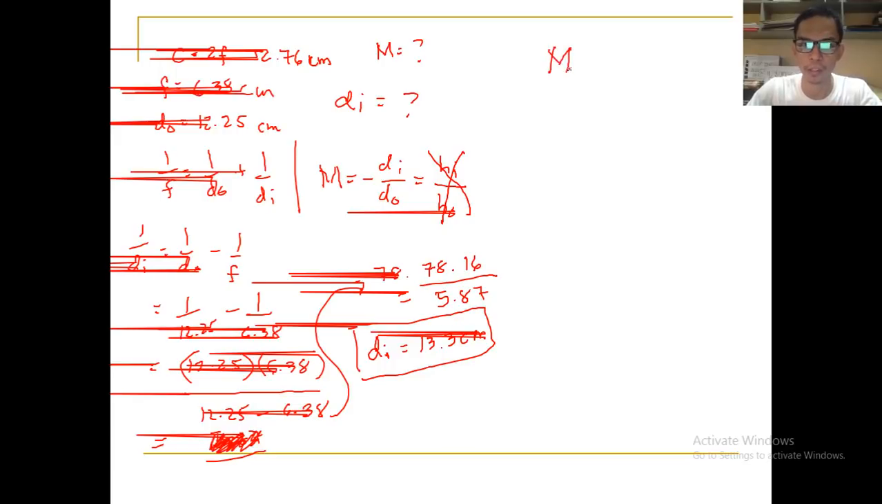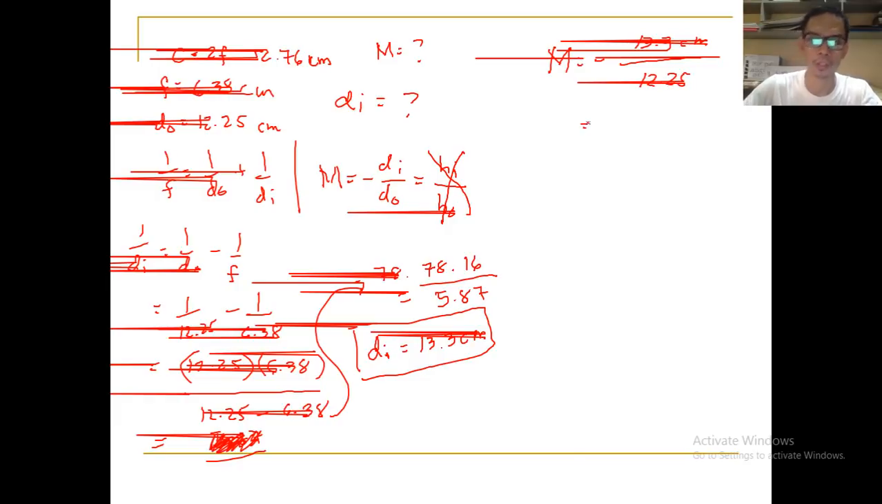Magnification is minus d sub I, which is 13.3 cm, over d sub O, which is 12.25 cm. So 13.3 over 12.25. The answer here is 1 point something. So the magnification is negative 1 point something.